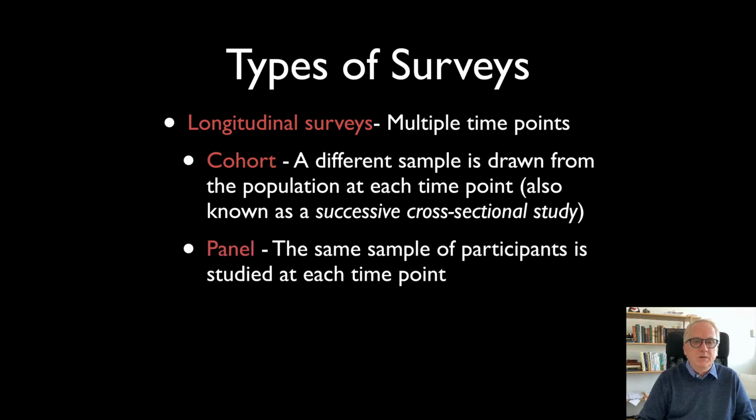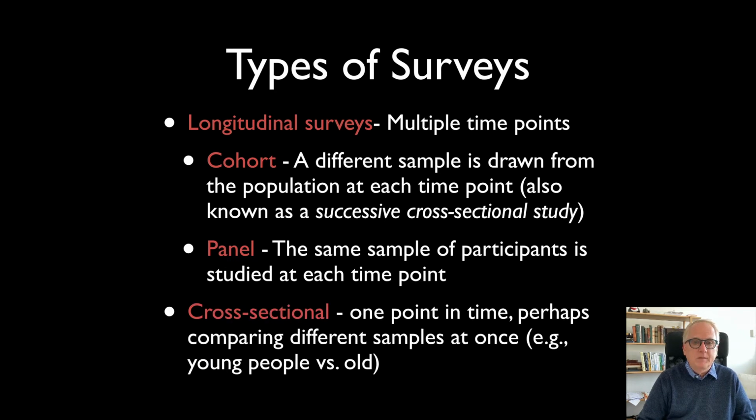Another kind of longitudinal survey is called a panel survey. This is when you have the same sample of participants that you study at each time point. So you get maybe 200 people to agree that you will ask them questions at multiple times in the future, maybe once a week for the next 6 weeks. They're a panel survey because they're going to be the same people asked these questions every single time. So that's the longitudinal survey, where you're making measurements over multiple time points.